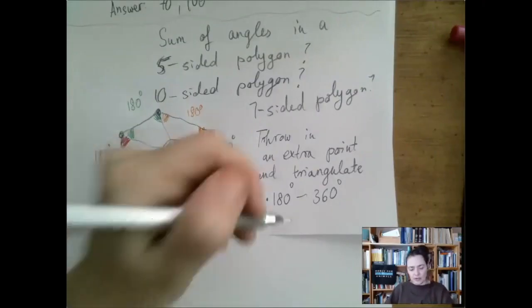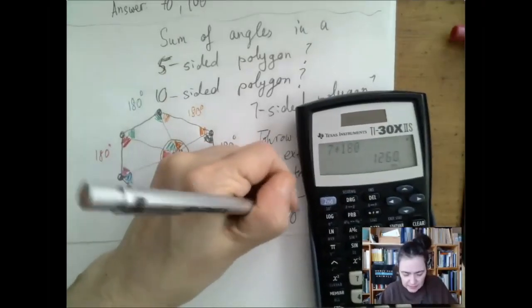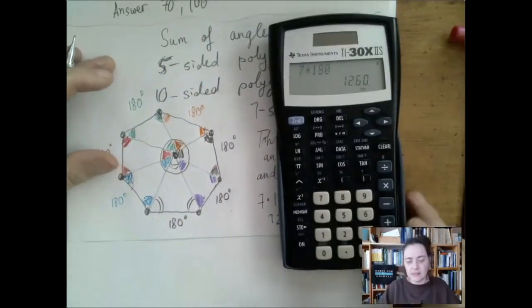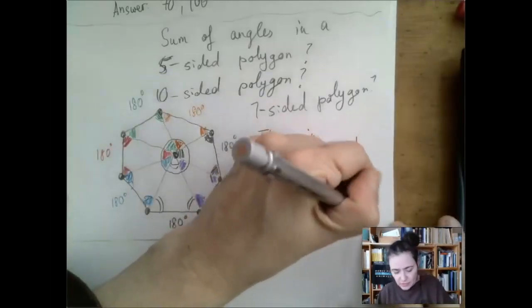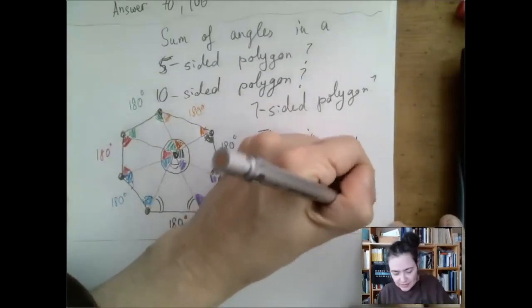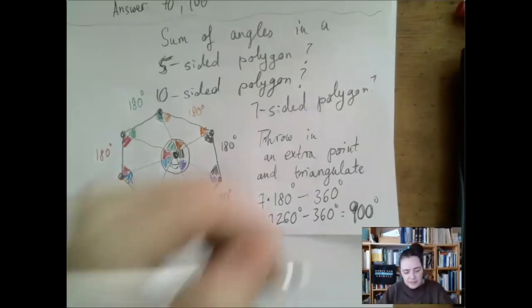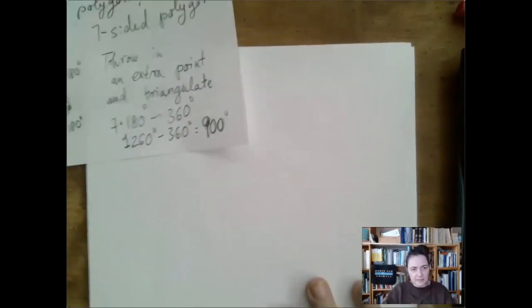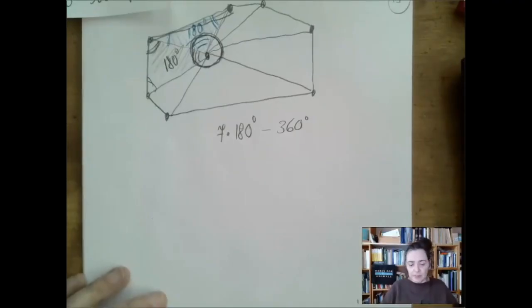And so what was that? 1260 minus 360. It's going to be 900, right? Minus 360, and that's 900 degrees. So for a 7-sided polygon, it doesn't have to be regular, it has 7 sides, then the sum of the angles is 900 degrees. What about the 10-sided? Try not to remember formulas, but just the methods. Try to remember a story.